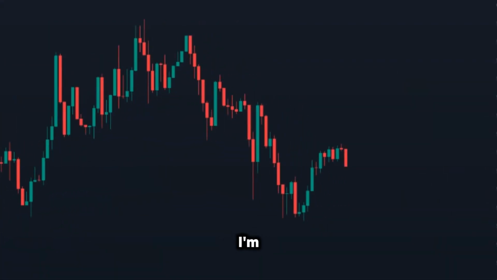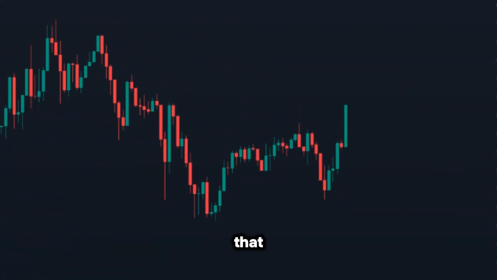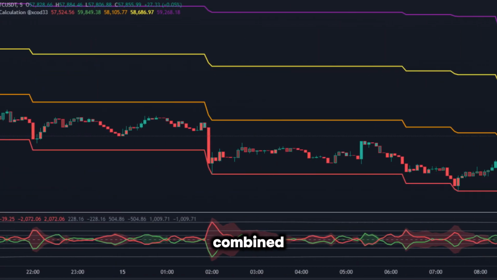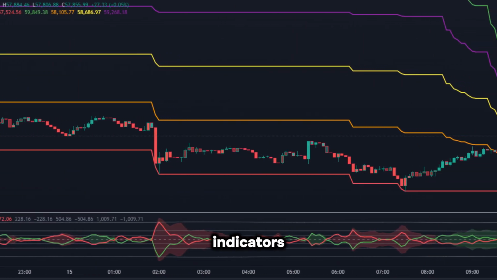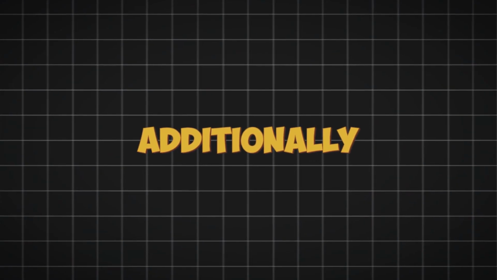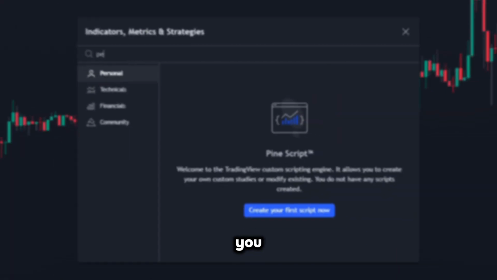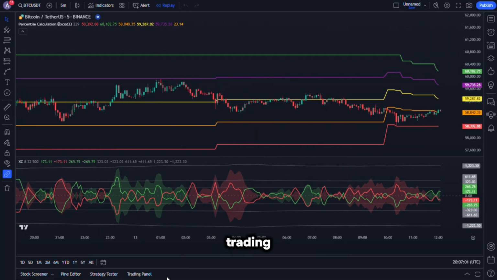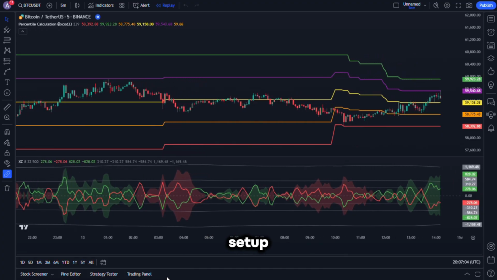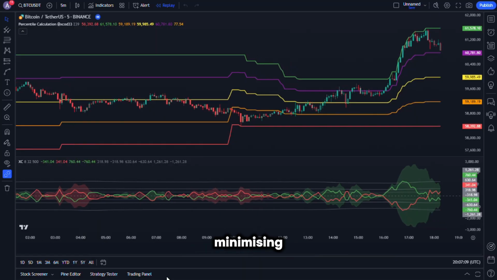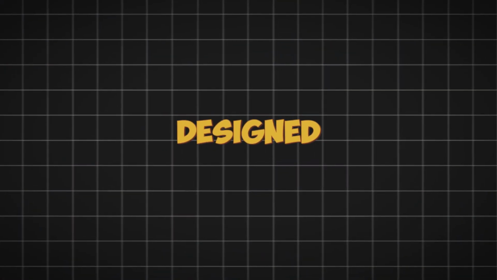In this video, I'm excited to share a scalping strategy that I recently discovered, and it's absolutely mind-blowing. We've combined two powerful Tradingview indicators to create a scalping strategy with incredible accuracy. Additionally, I'm going to introduce you to a fantastic Tradingview indicator that has the potential to elevate your trading game. With this setup, you can execute trades and generate profits daily, all while minimizing risk. This tool is designed to unlock the full profit potential of your trading.